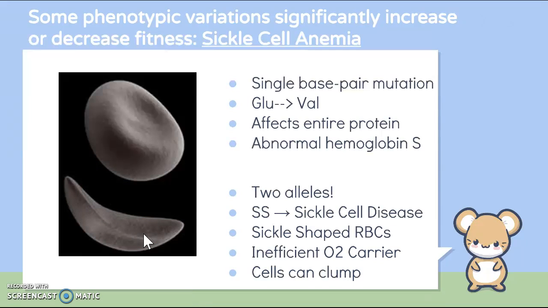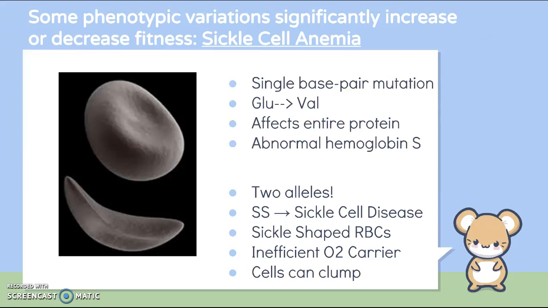And remember, these red blood cells and the hemoglobin combined are able to carry oxygen in the body. So if you have two copies of this mutation, two of these alleles, you're homozygous, you will have sickle cell disease, and it's going to cause these sickle-shaped red blood cells. It's going to make you inefficient at carrying oxygen, and your cells can clump as well, which is bad. And then you can have lots of other side effects such as muscle pain or difficulty walking, and it's a very serious disease.